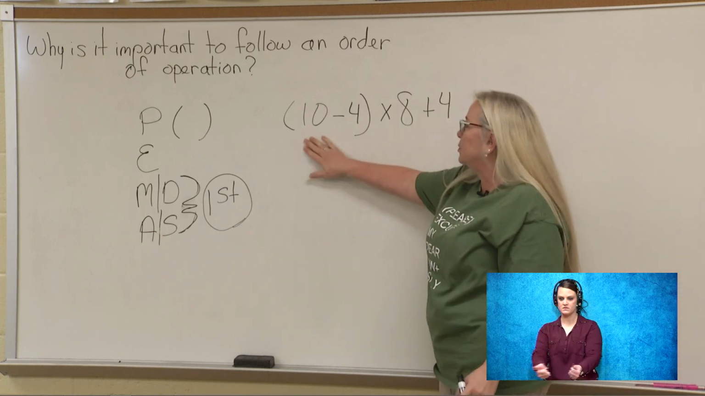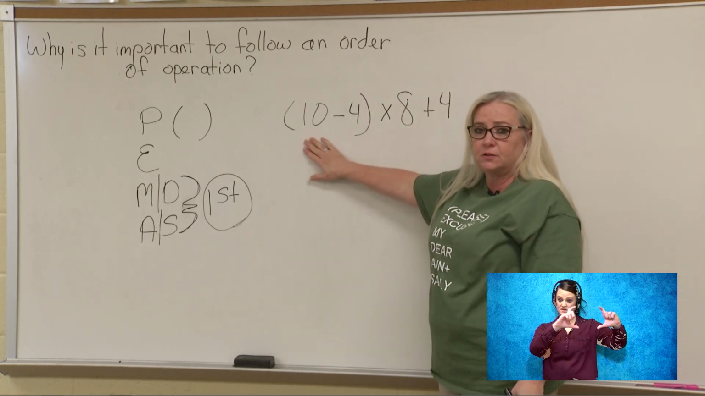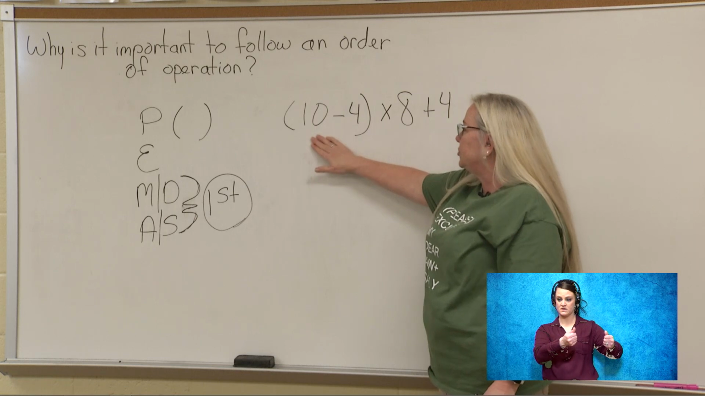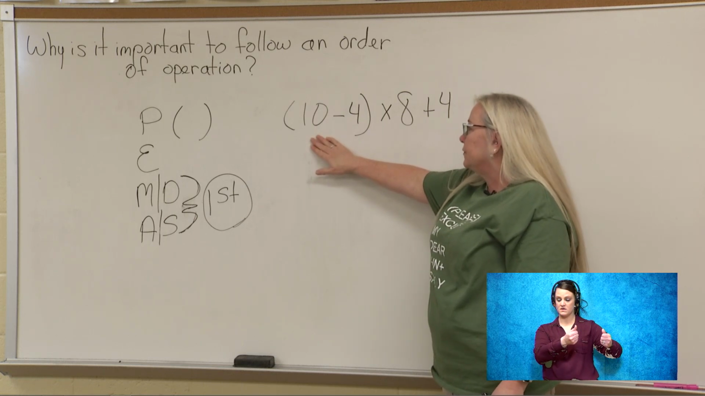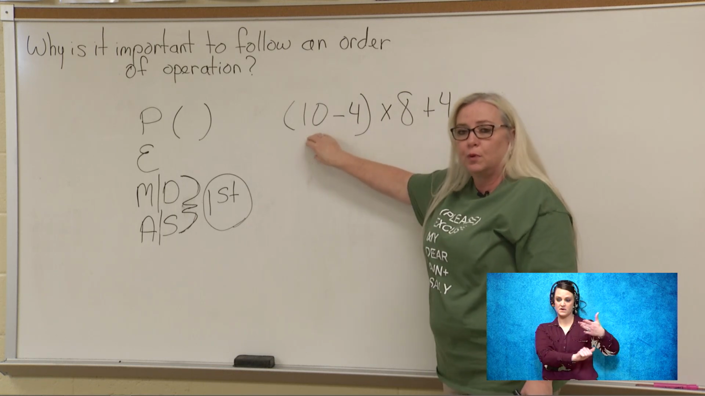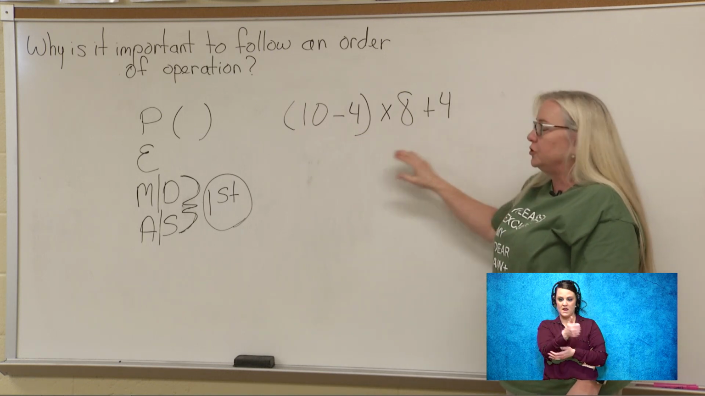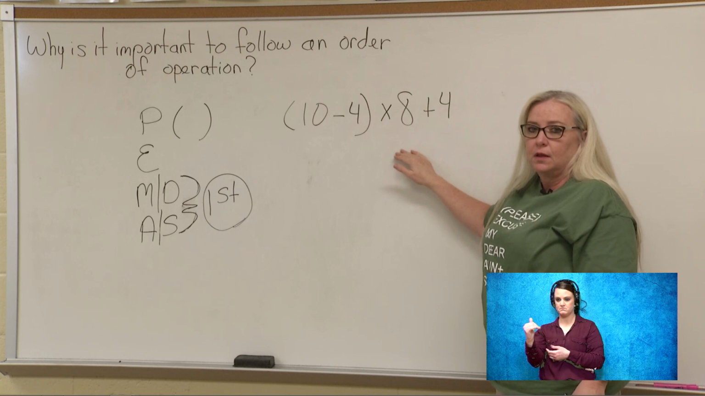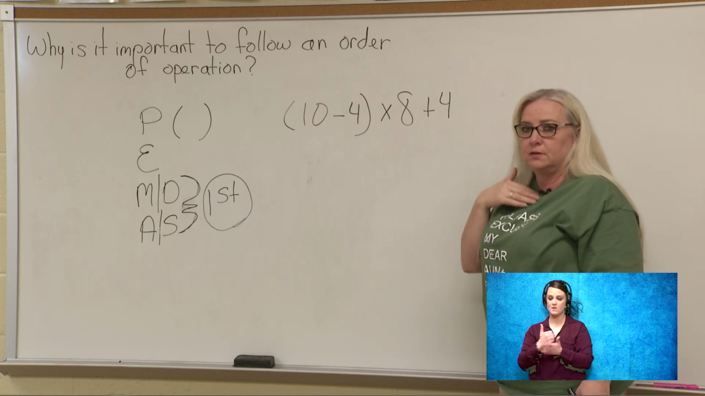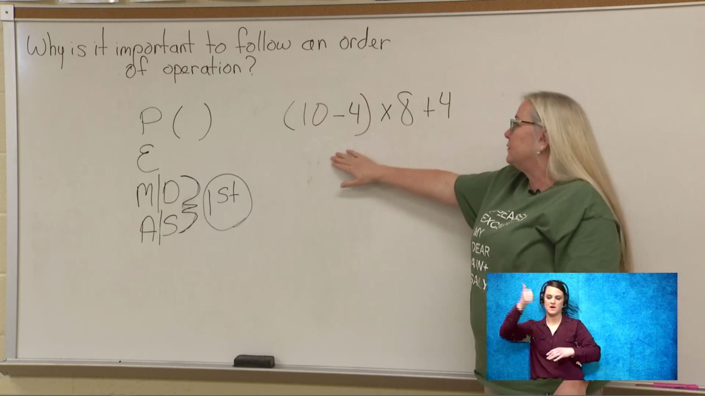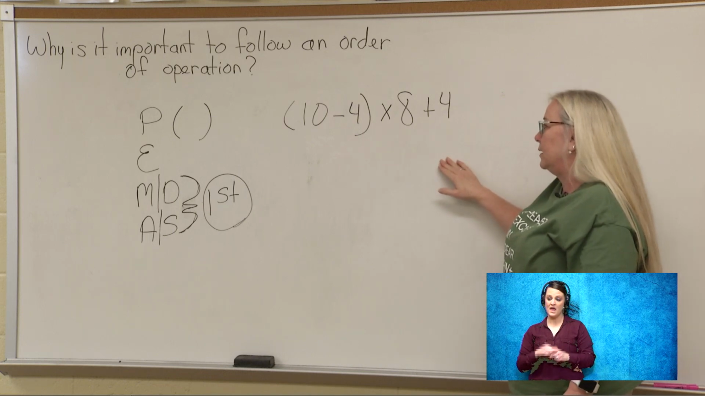You want to do the parentheses first. Once you get your answer for the subtraction, you want to write that answer below it. Then you want to bring all of this down so you can look at the next step. That helps me visualize it. Then I can ask myself, do I multiply or do I add?